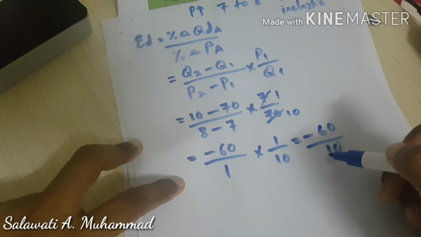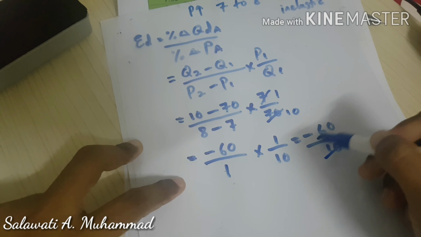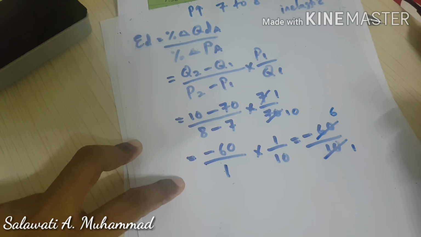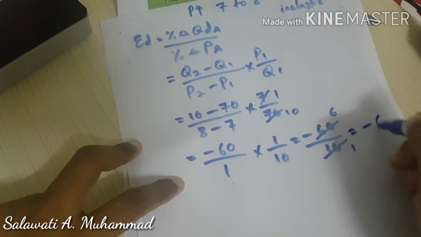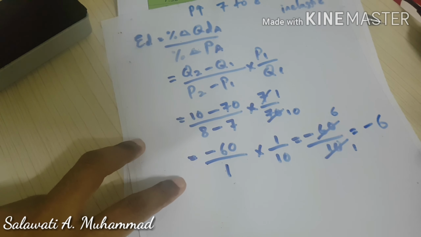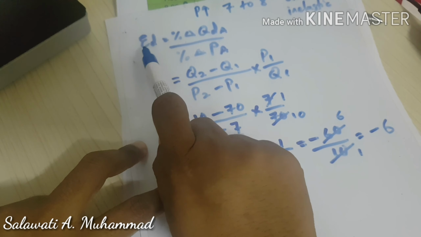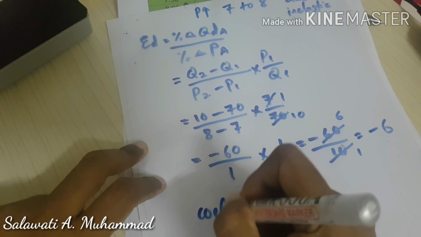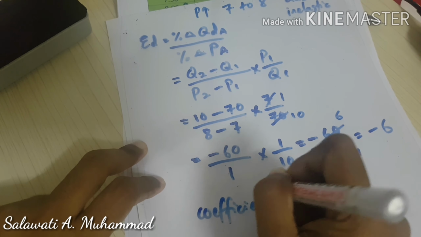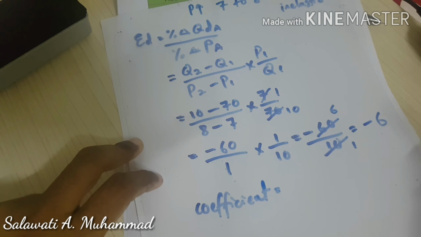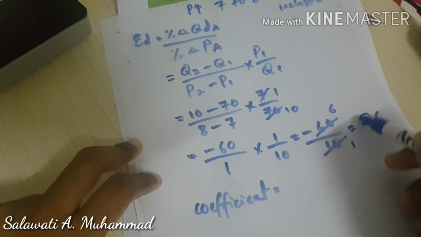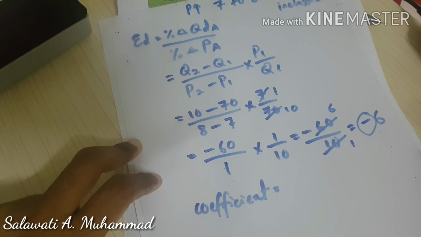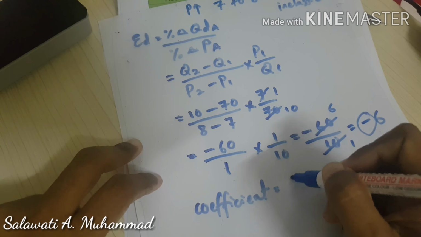So we can make it smaller. This is 1, this is 6. So we get negative 6. Okay, because this is price elasticity of demand, we need to find the coefficient. To get the coefficient, we must ignore the negative sign, because the negative just shows the relationship between price and quantity demanded. So the coefficient is 6.